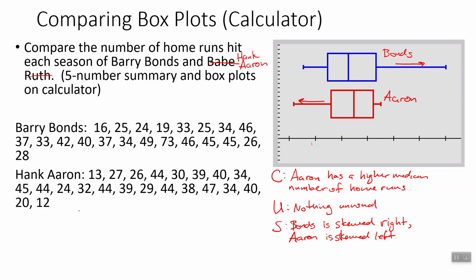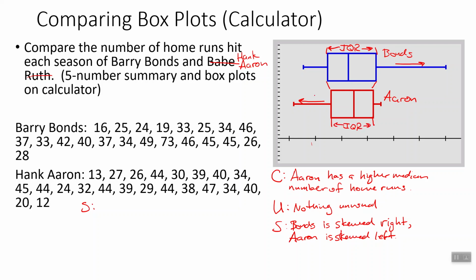All right, and finally our other S, I'll go over here with it, our spread. There's a couple different ways we can measure spread now. We've mentioned range a couple times. We can also use IQR. The box for Bonds is farther out than the box for Aaron's on both sides. So that means his IQR, this length here from here to here, is going to be longer than Aaron's IQR from there to there.